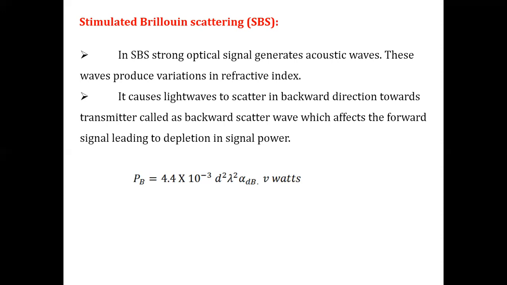Here d refers to the fiber core diameter, in the range of micrometers. Lambda is the operating wavelength, and the wavelength unit should be in micrometers. Alpha dB is the fiber attenuation in dB per kilometer, and V is the source bandwidth in gigahertz.